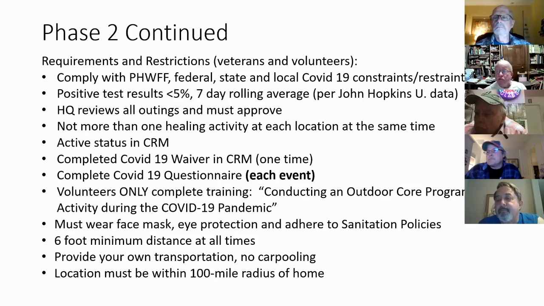This says 100-mile radius. Have you been using Google Maps or something to compute that distance? Yes, that's what we were told to use, a mapping program. If we used line of sight, as the bird flies, it'd be a different story, but they're using road miles. That's got to be an insurance issue.